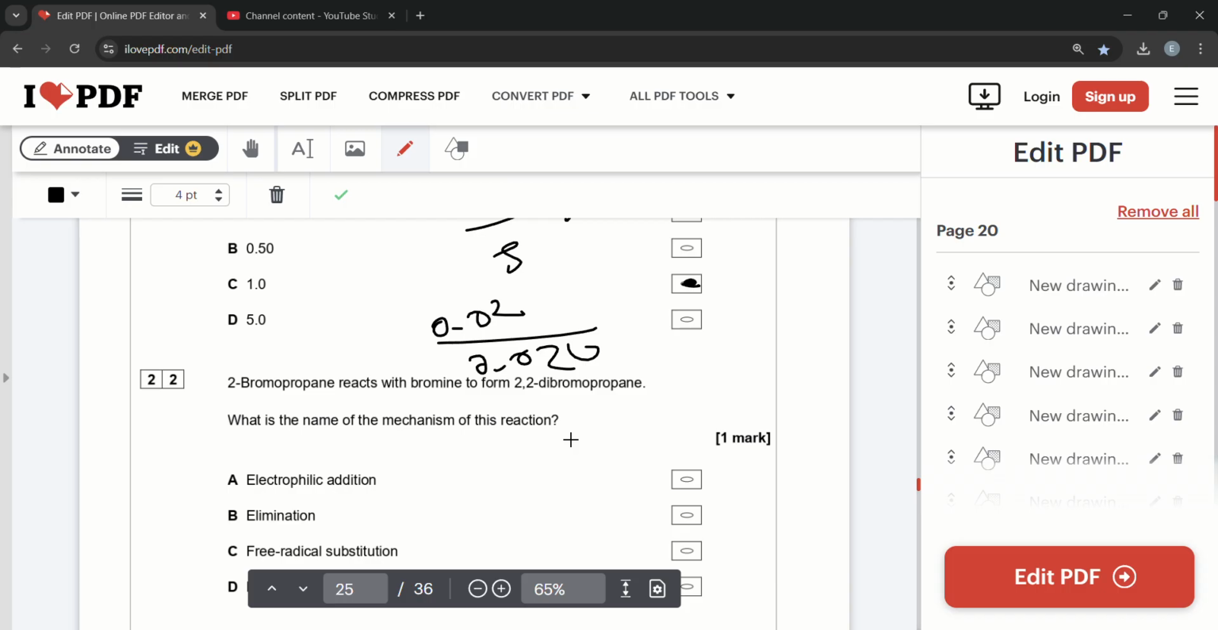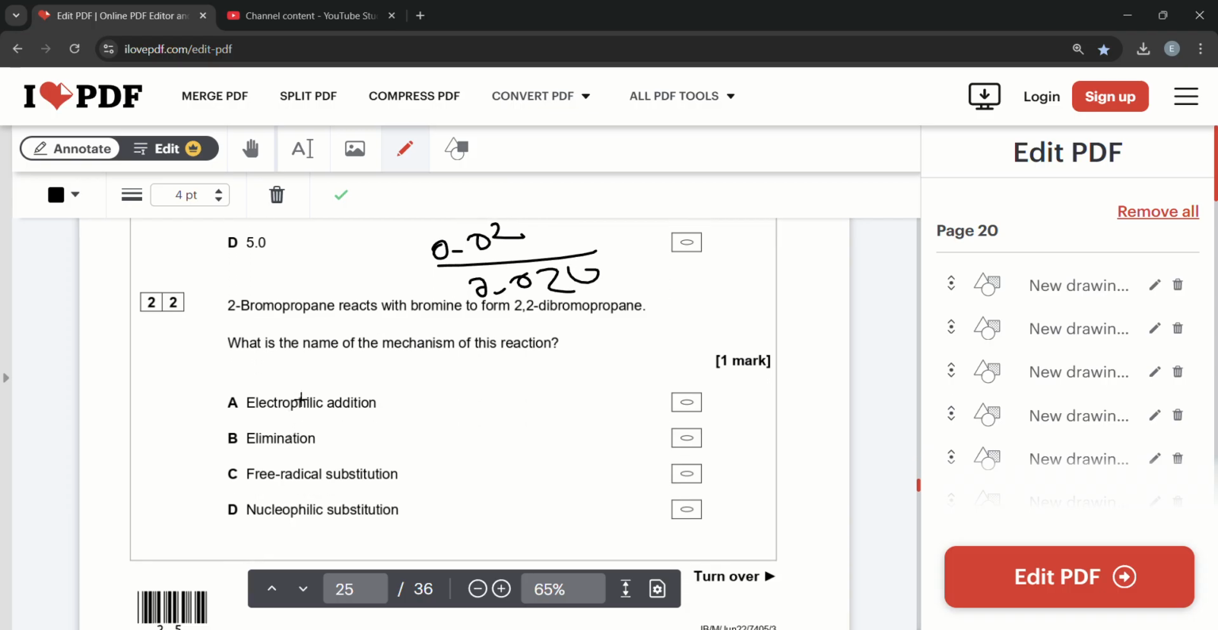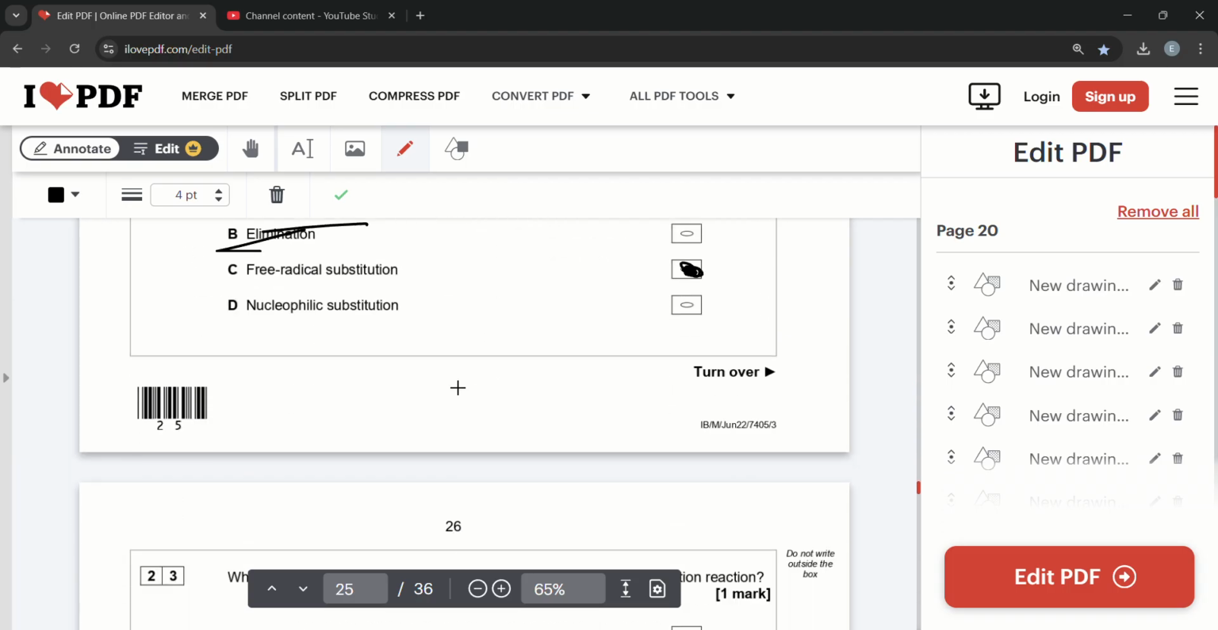2-bromopropane reacts with propene to form 2,2-dibromopropane. What is the name of the mechanism of the reaction? Electrophilic addition? No, because that's with the alkene. Elimination? Well, that's when it breaks apart, and that's usually with the OH- ion, not with bromine. So we're left with free radical substitution and nucleophilic substitution. It's definitely going to be free radical substitution, because all we're doing is adding a bromo, just 1. Whereas with nucleophilic substitution, we replace it, we substitute for it.